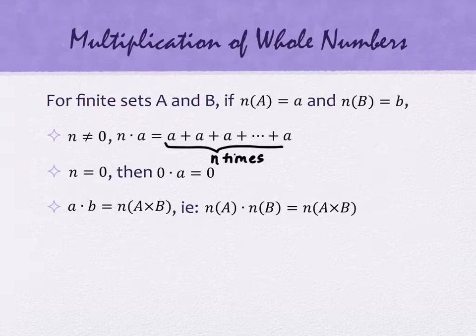And if we have A times B, then this is the number of items in the cross product of A and B. Cartesian product, sorry. We used Cartesian product before. In other words, n of A times n of B would be n of A cross B.